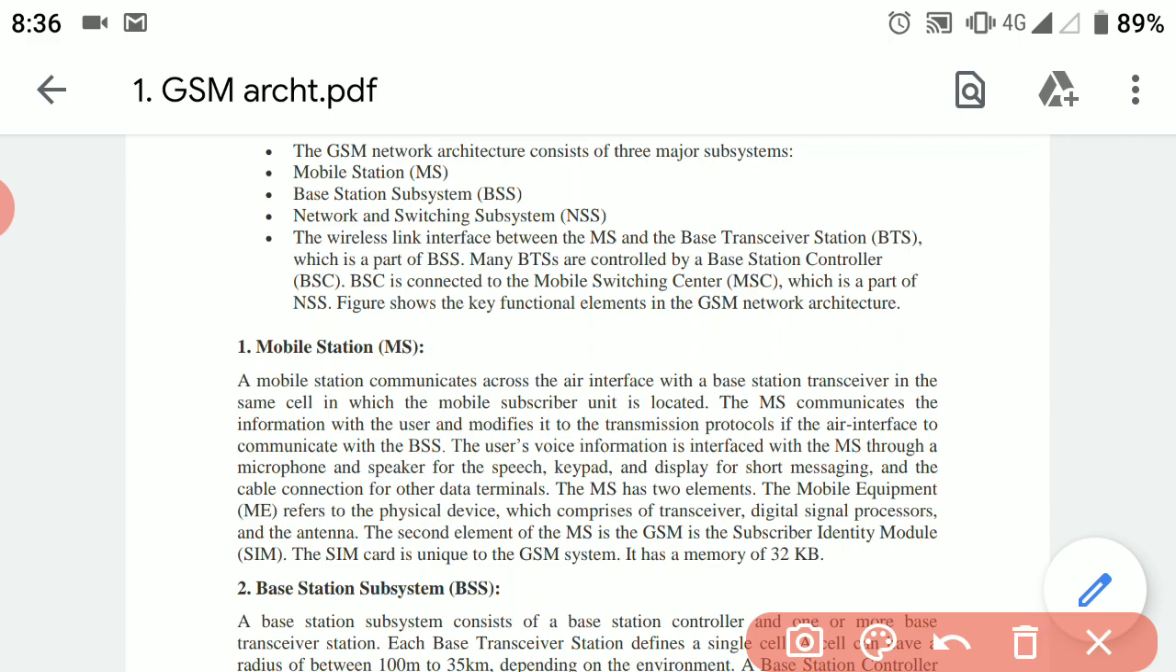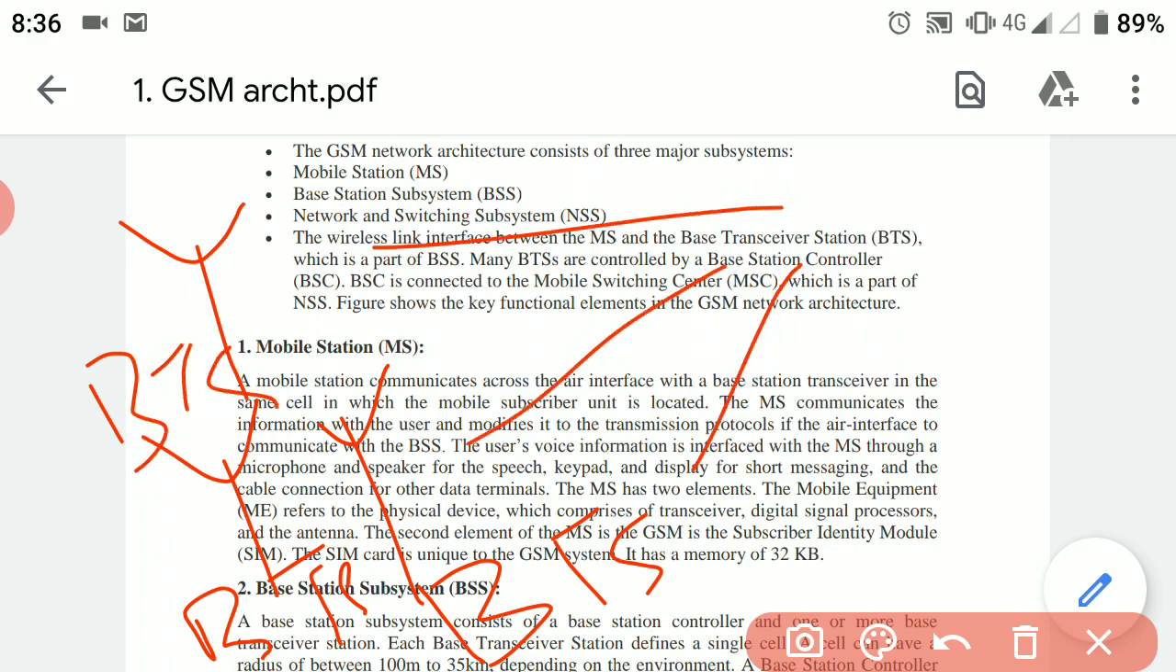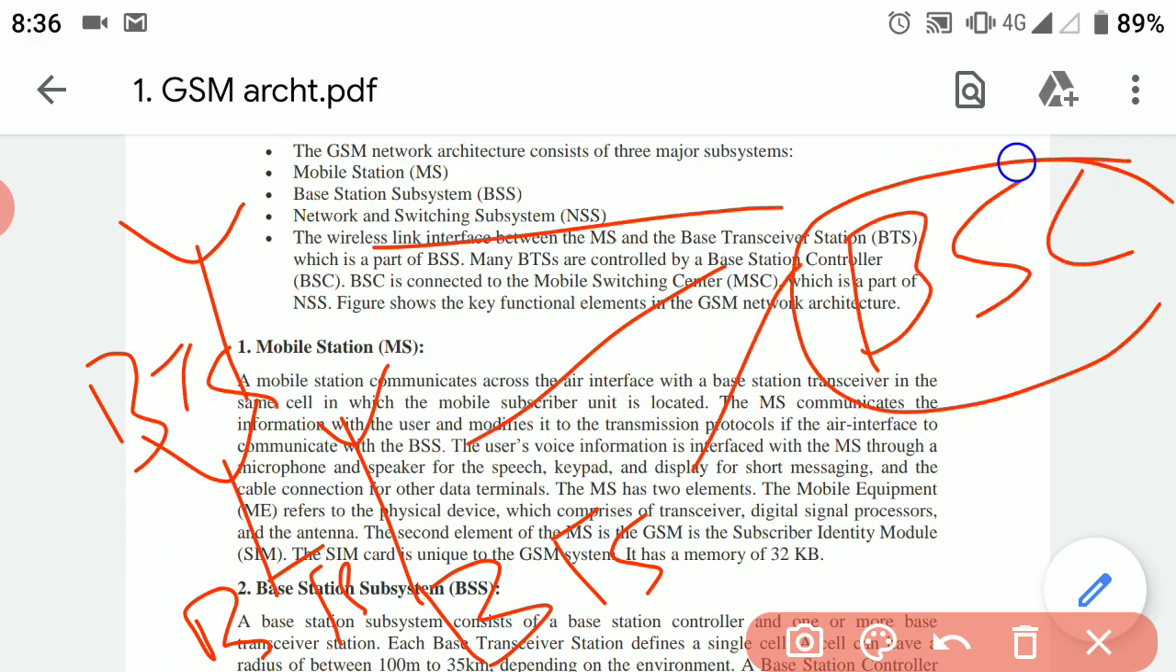Next we have many BTS controlled by a base station controller. Different BTS mean these tower units. This is a BTS. These are being controlled by a single BSC, that is base station controller. This BTS actually is allocated in a single cell.